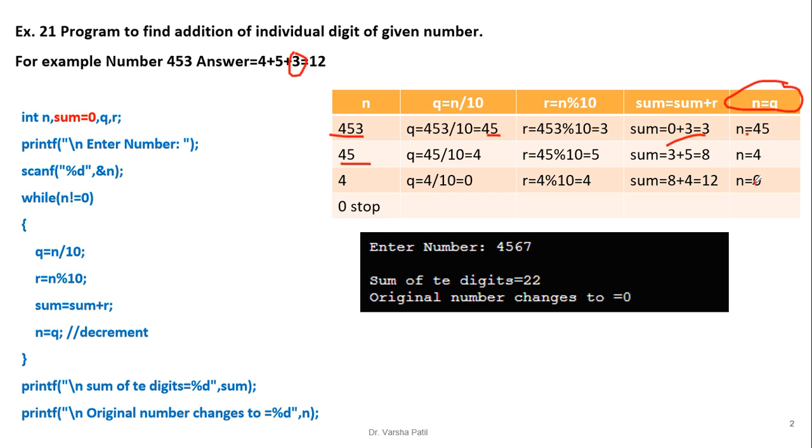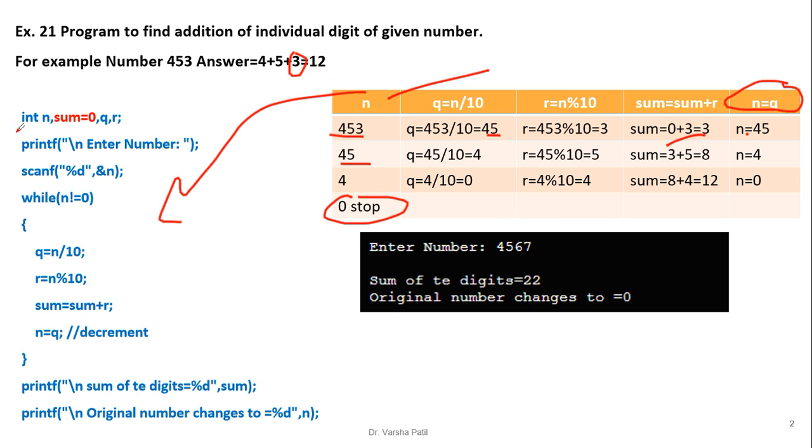Now the number becomes 0. When the number becomes 0, we don't want to do any work, so we will do this operation until the number is not equal to 0. When the number becomes 0, we will come out of the loop. Now we can see that all the logic is just converted into simple statements.